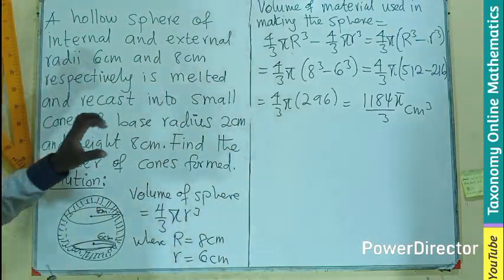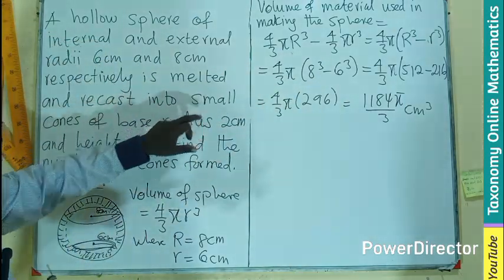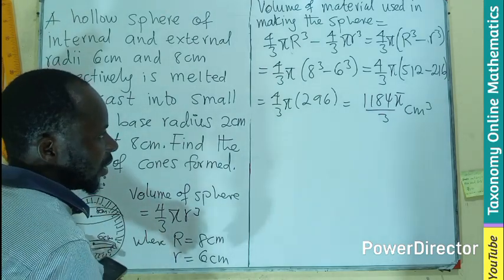Then we are using the whole of this material to make small cones. Remember, a cone is in this shape.